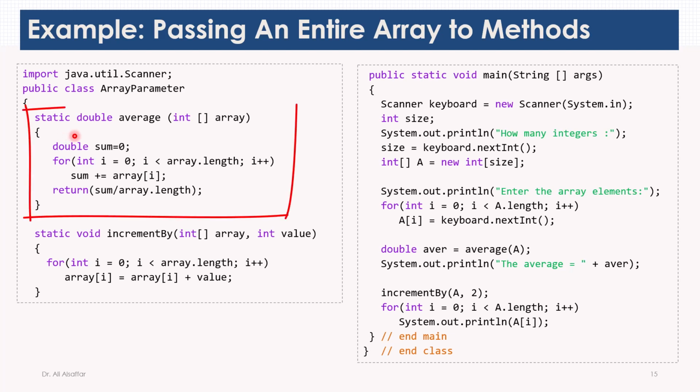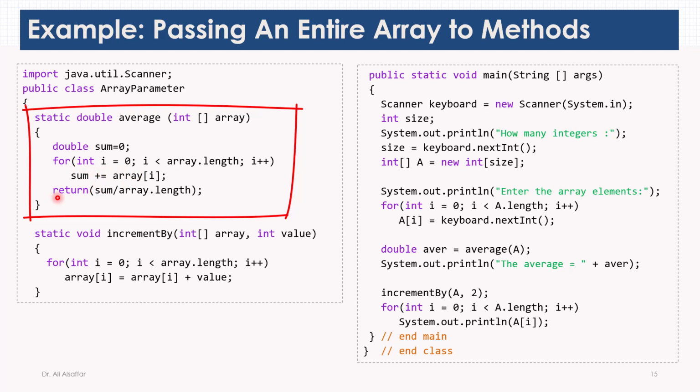The first method, the name is average, and it has an array as a parameter, and the name of the array is array, and it's of base type integer. So what does this method do? As you see, it computes the average of all elements in this array. So we have a variable sum, and we have a for loop that will iterate over the array elements one by one and will add them into sum.